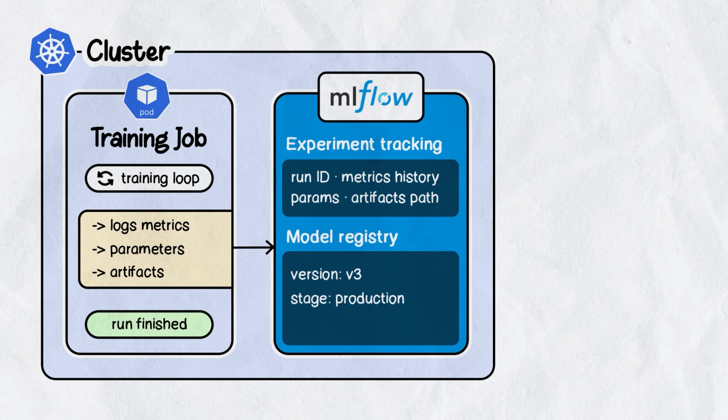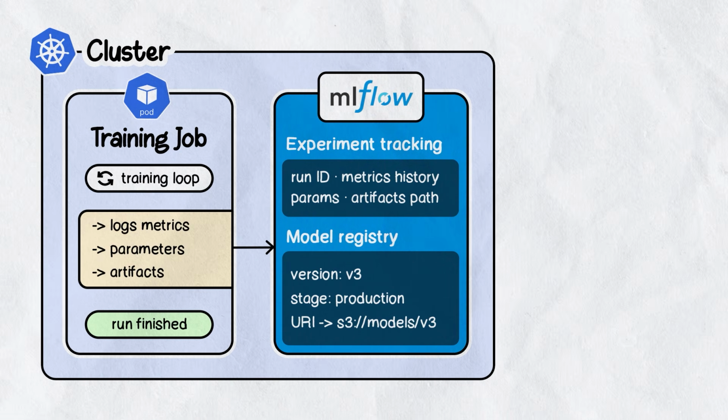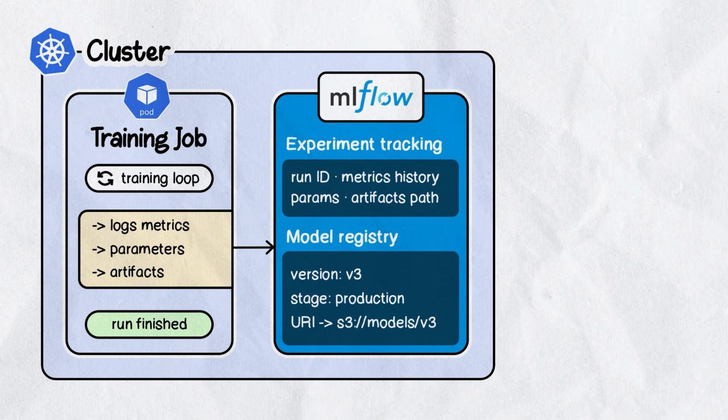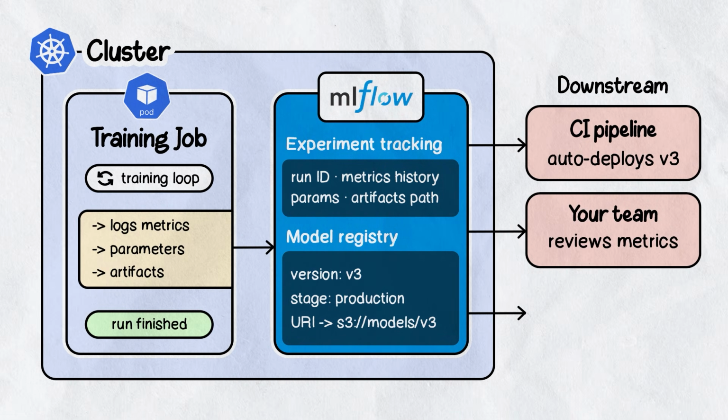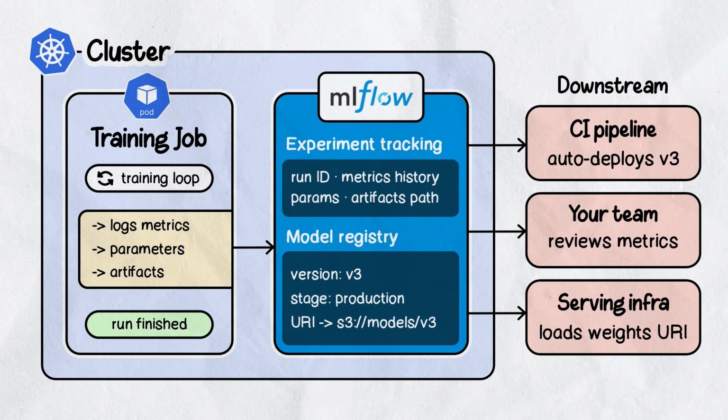A stage could be staging or production, and a URI pointing to the weights on storage. Every downstream system, such as your CI pipeline, your team, knows exactly which model version is in production and where it lives. So think of it as a paper trail between training and serving.